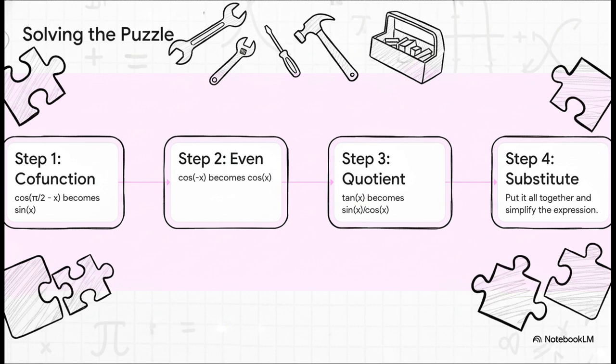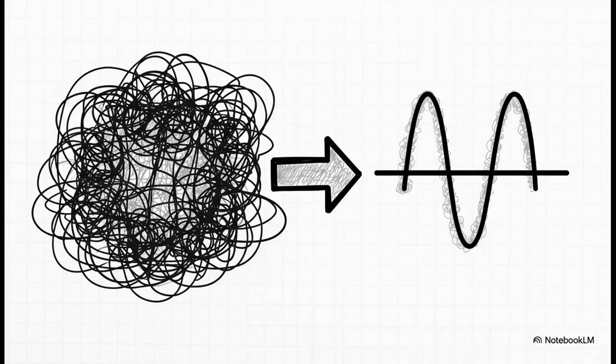And finally, tangent of x. We'll use our quotient tool to rewrite that as sine of x over cos of x. Now we just plug all those simpler pieces back in. So when you substitute everything back in, the top becomes sine x times sine x. The bottom becomes cos x times sine x over cos x.